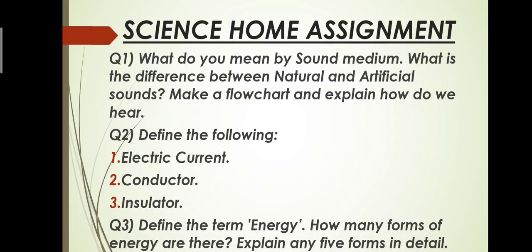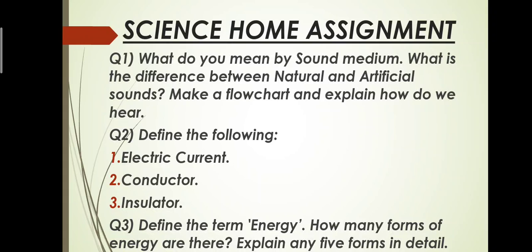In your science book page number 145, I have explained to you the whole difference between conductor and insulator, that what is conductor and what is insulator. You have to write down only 2 to 3 lines definition of conductor and insulator in this question. So this question number 2 is related to chapter number 19, how electricity works. Now moving on towards the last question, which is question number 3.